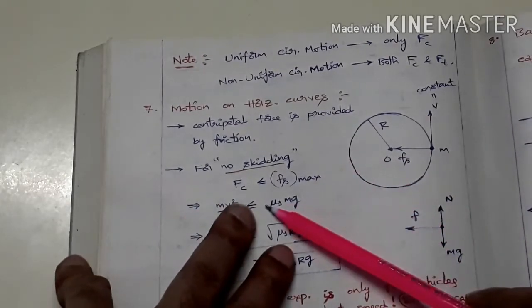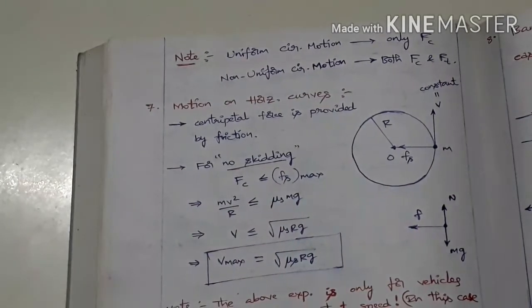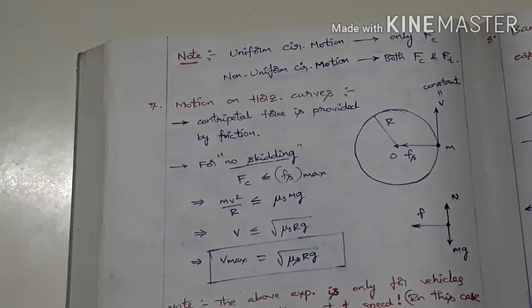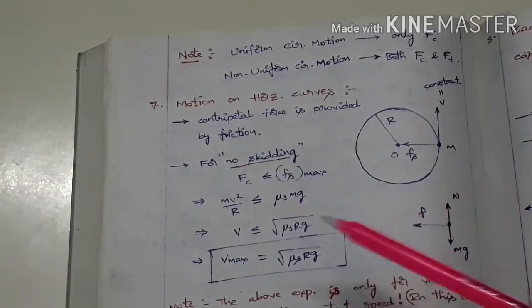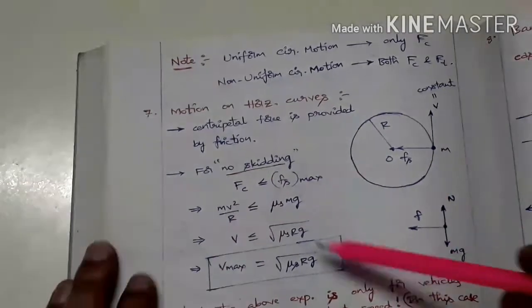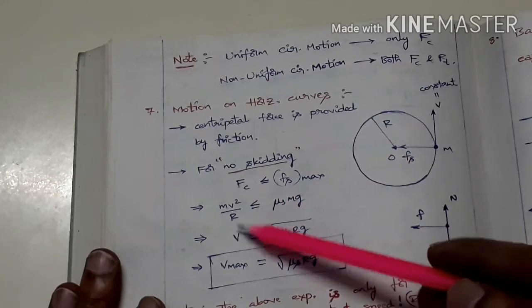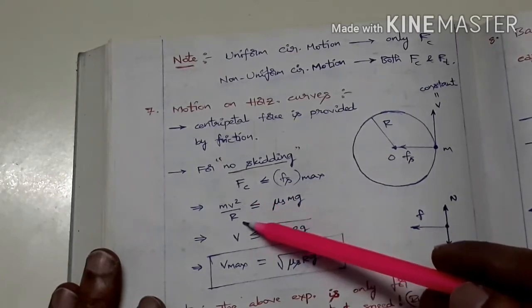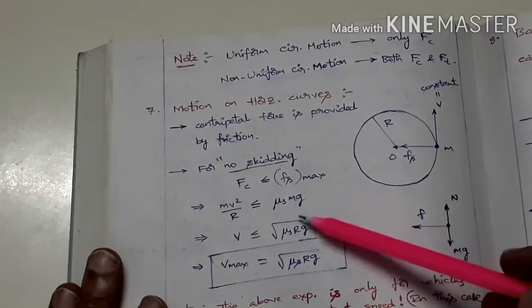The centripetal force is less than or equal to Fs max, because the frictional force can provide the required centripetal force, but it has its own limitations. Beyond that, it cannot provide. So for the no skidding case, the centripetal force must be less than or equal to Fs max. So what is centripetal force? mv square by r, where v is the instantaneous velocity and r is the radius of the circle. So mv square by r is less than or equal to what is Fs max here? mu s mg.